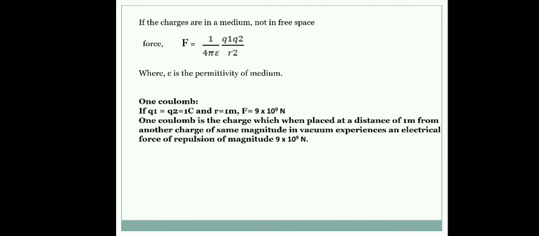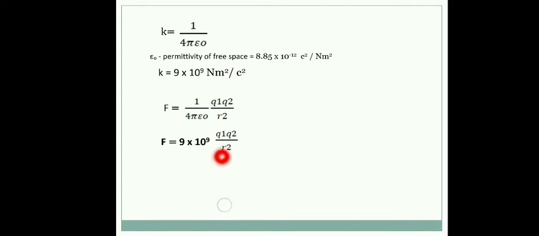We need to frame a definition for 1 coulomb. Now, how will you define 1 coulomb based on Coulomb's law? In this expression, just substitute Q1 equal to 1 coulomb, Q2 equal to 1 coulomb, and R equal to 1 meter. So this term becomes 1 into 1 by 1 square, that is 1 itself. So what will be the electrostatic force? Electrostatic force in such a case will be equal to 9 into 10 raised to 9 Newton.